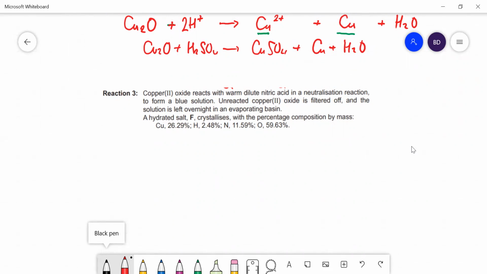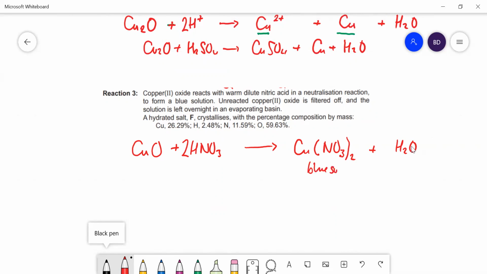So what's going to happen there is, this is a straightforward acid-base reaction, no redox, HNO3. We're going to form copper nitrate, and of course that's going to have that formula because the nitrate's got a 1- and copper 2+, and we're going to get H2O, so we need to balance that by doing that. That's the equation there. This is a blue solution, of course, and you crystallize out that solid.